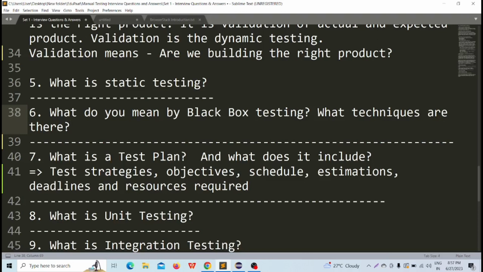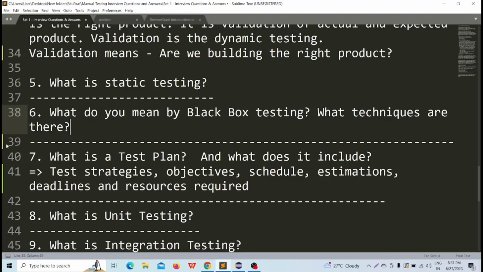In black box testing, we are only focusing on the software application's input and output. Whatever input we give, we check whether we get the expected output or not. Whenever we don't have any knowledge of the internal code structure or what implementation is behind the application, then we do black box testing. Okay, so that is black box testing.